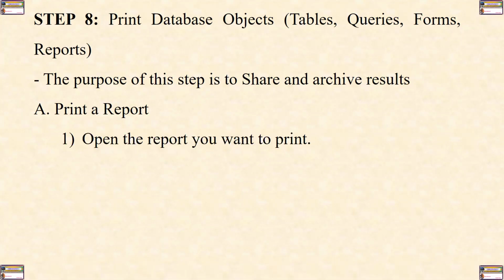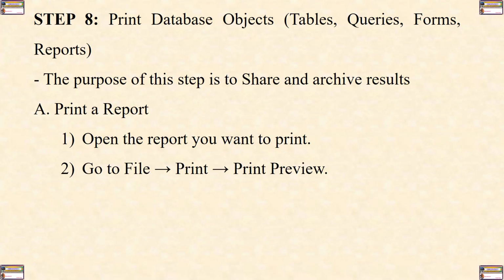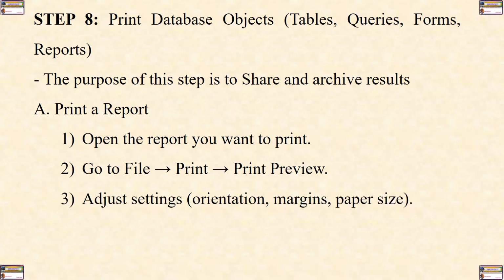You just click on print a report. You open the report you want to print, go to File, click on Print, see the preview, and just set things as you want: the orientation, the margins, the paper size, etc. Then you click on Print.